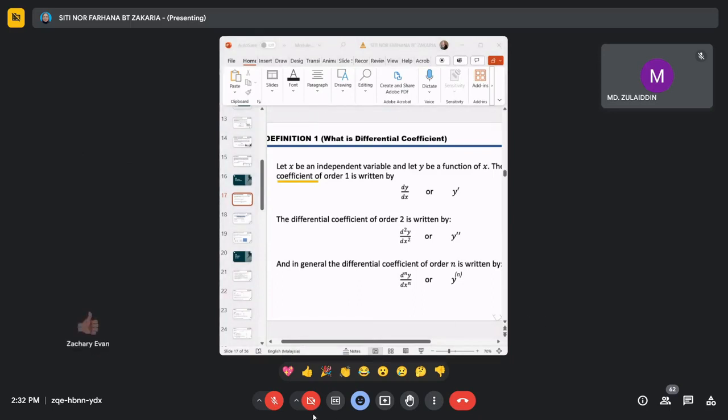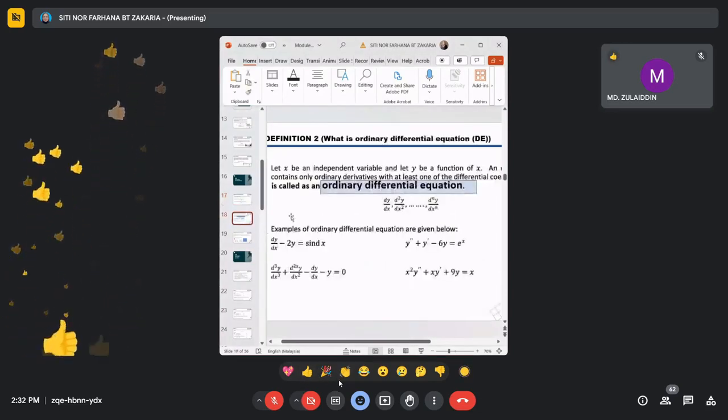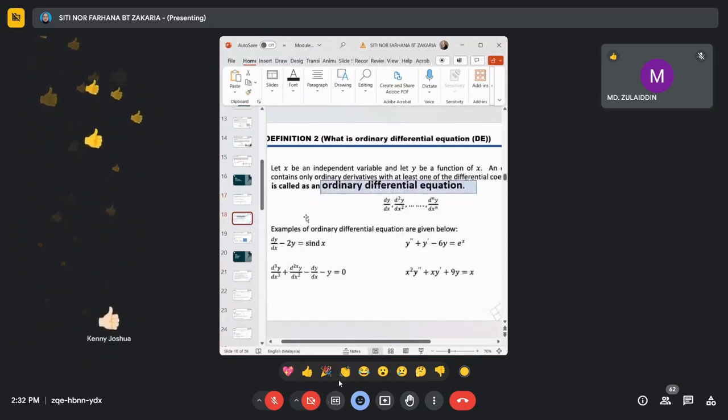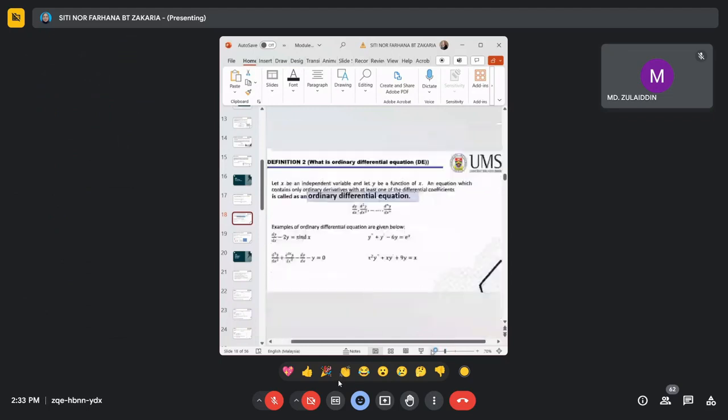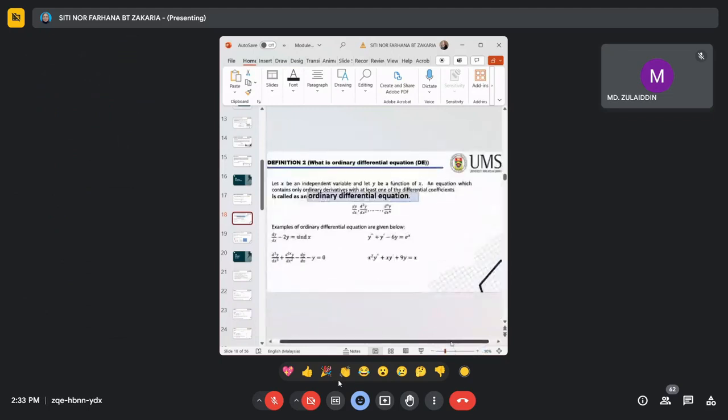So, do you understand this one? First order, second order, and third order. Okay, now we move to this one. What is an ordinary differential equation? Can you see this?